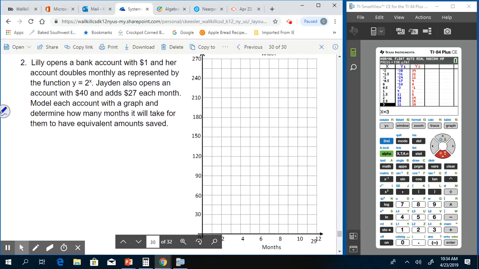Lily opens a bank account with $1 and her account doubles monthly as represented by the function y is equal to 2 to the x. Jaden also opens an account with $40 and adds $27 each month. Model each account with a graph and determine how many months it will take for them to have equivalent amounts saved. So again, we have Lily.